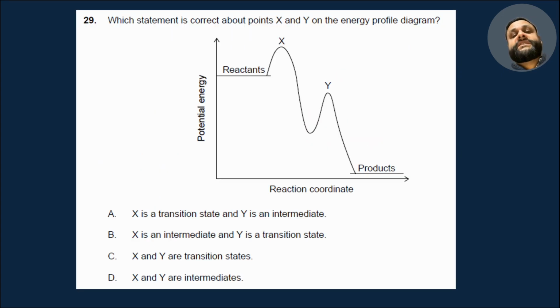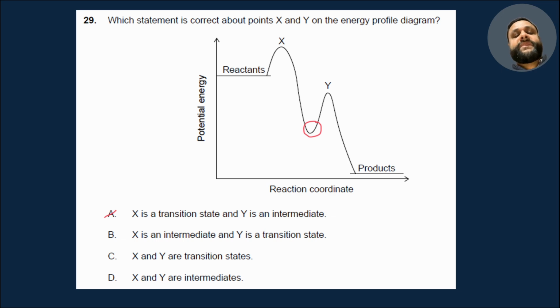Which statement is correct about points X and Y on an energy profile diagram? So this is an example of exothermic reaction where we have two transition states. Transition state is the highest energy state in energy profile diagram. So X and Y both are transition states, and we have one intermediate somewhere here. So let's look at the options. So X is a transition state and Y is an intermediate. No, that is wrong. Y is a transition state as well.